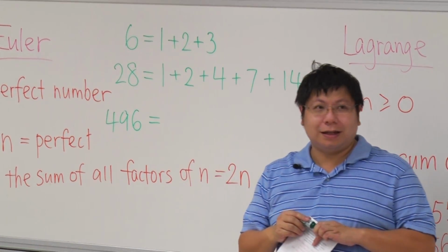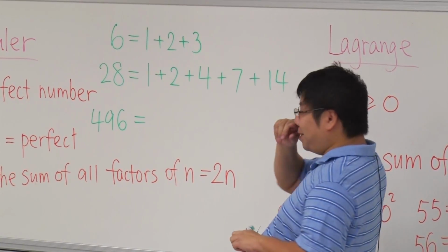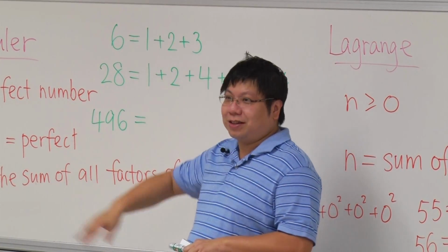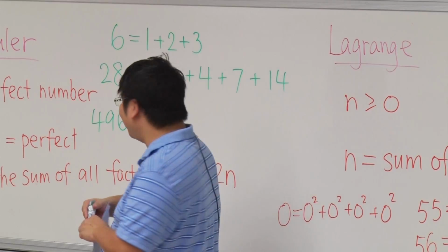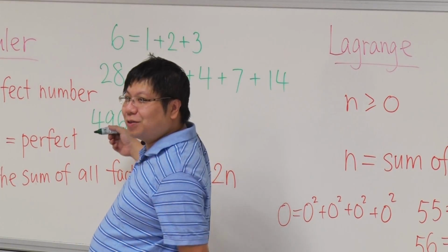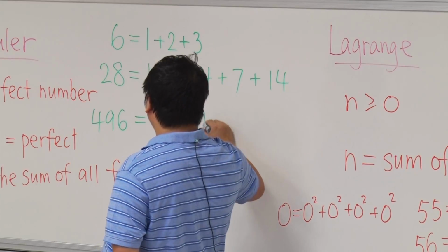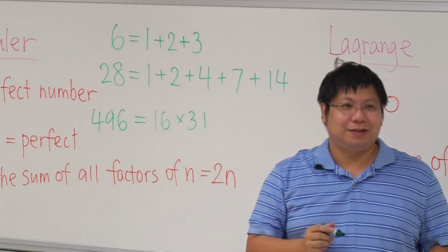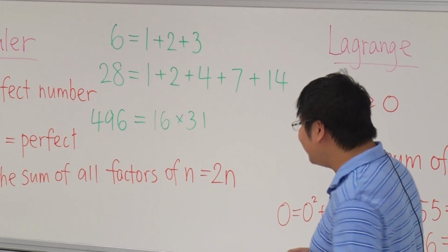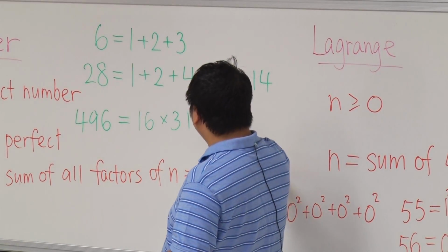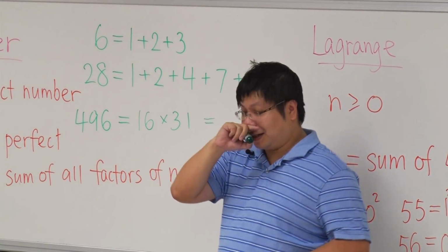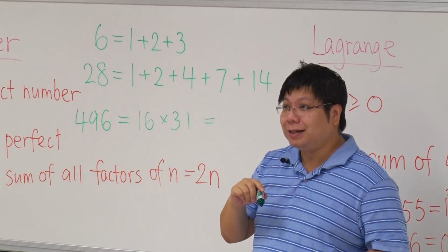So let's try this one. It's not that difficult. So 496 is equal to what? It is equal to 16 times 31. Is that okay? So this is how I get this number. 16 times 31. So what are the factors of 16 times 31?